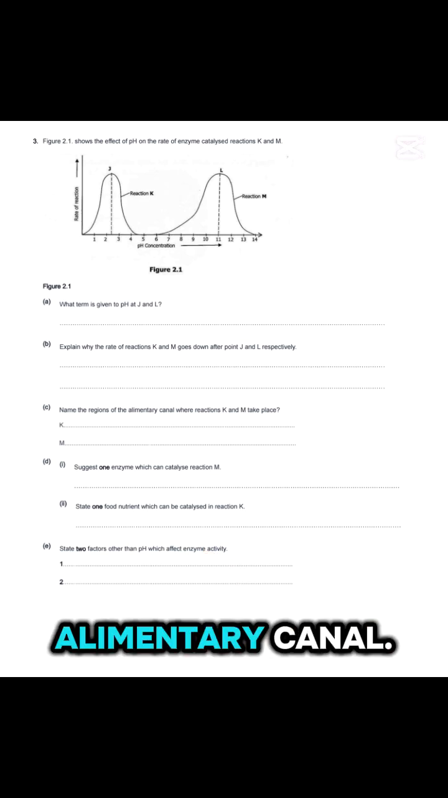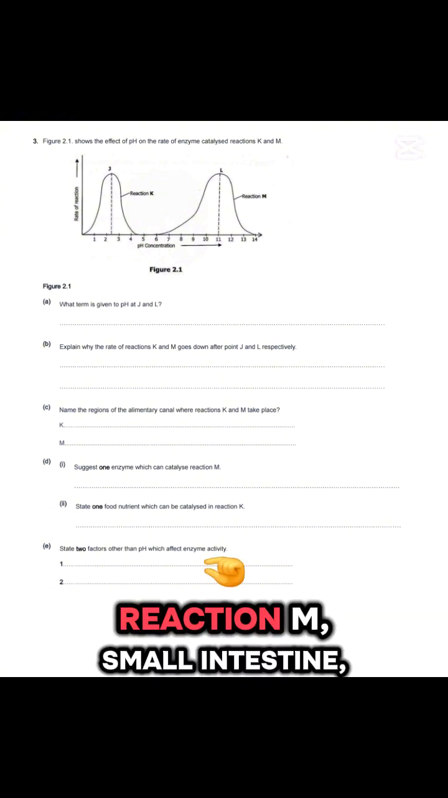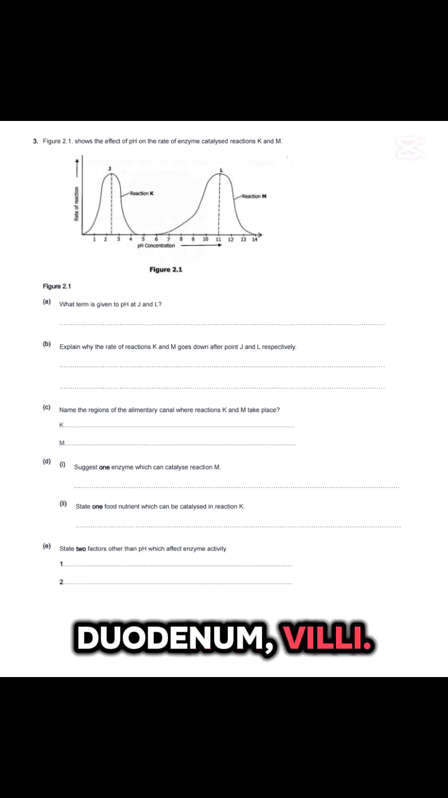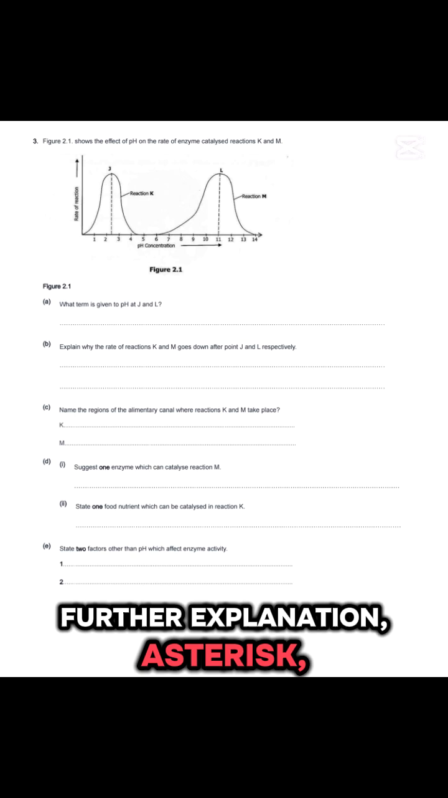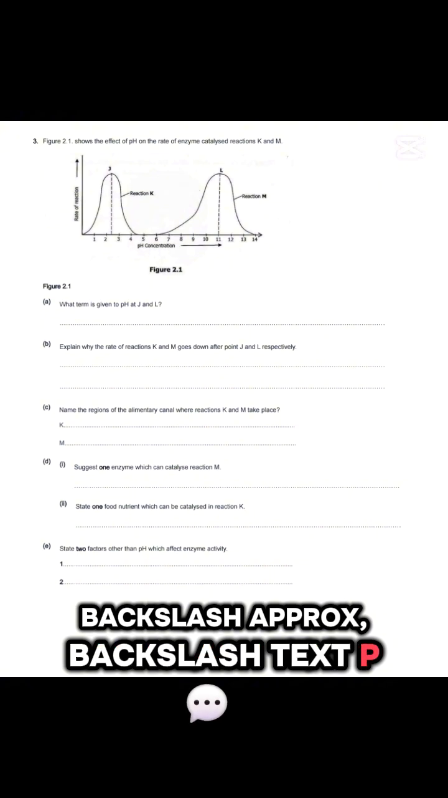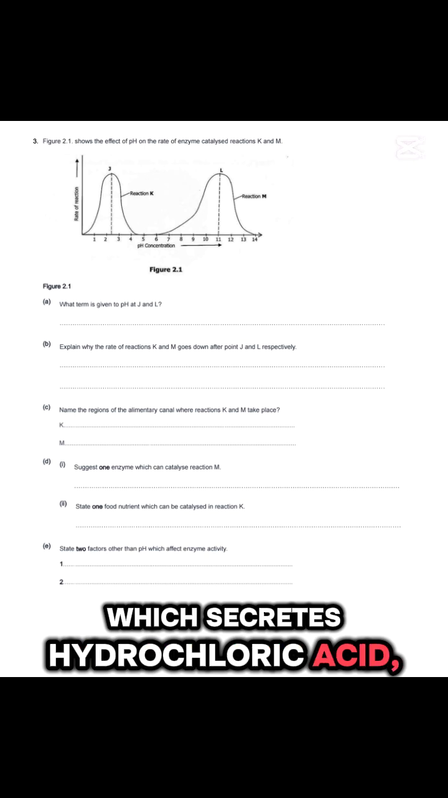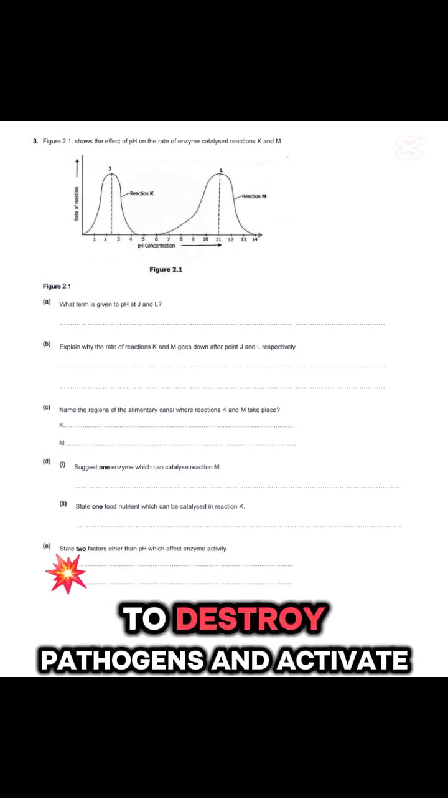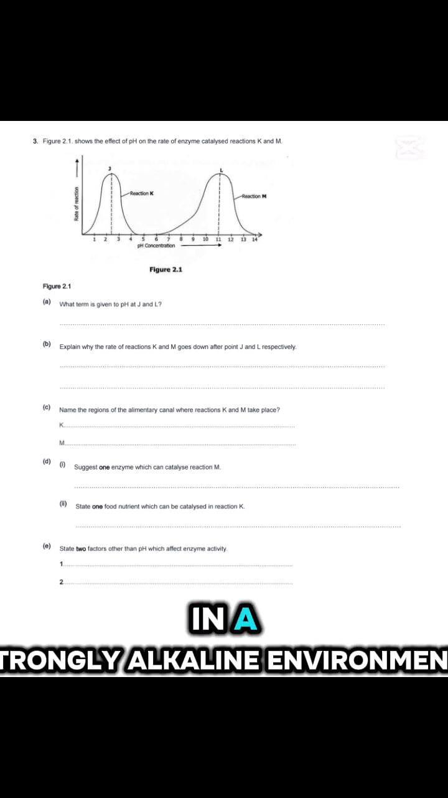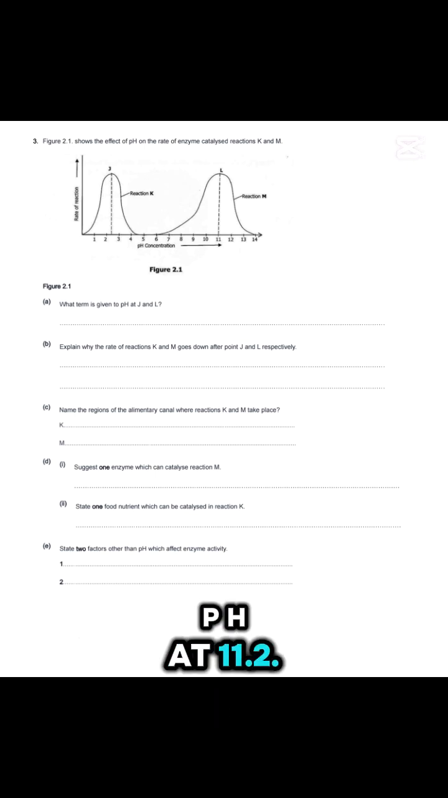3c. Regions of the alimentary canal. Reaction K, stomach. Reaction M, small intestine, duodenum, ileum. Further explanation: reaction K peaks in a highly acidic zone, approximately pH 2.5. This perfectly mirrors the environment of the mammalian stomach, which secretes hydrochloric acid, HCl, to destroy pathogens and activate gastric enzymes. Reaction M operates optimally in a strongly alkaline environment, approximately pH 11.2.